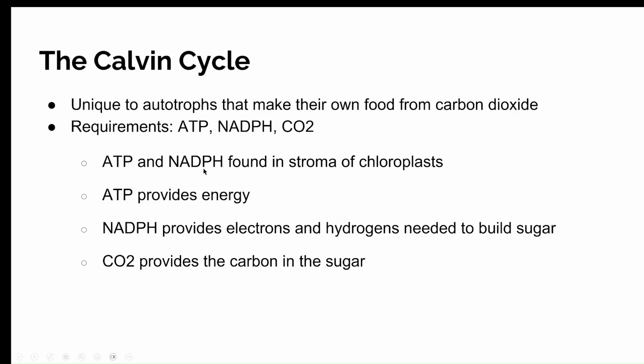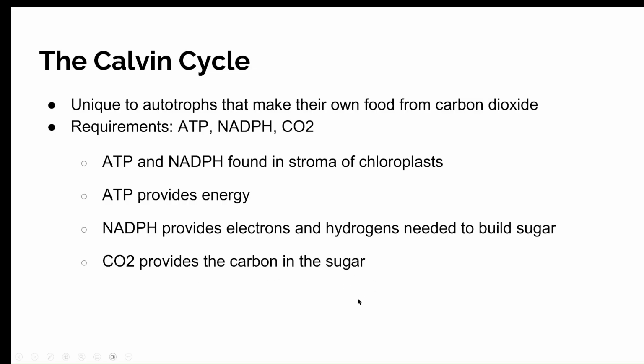NADPH was the final electron acceptor, and it's still holding on to that energy source. That electron still has energy, so we're going to be using NADPH kind of like a stored battery. And then ATP was created using ATP synthase when we pumped all those protons across. All right, NADPH will provide the electrons and hydrogens needed to build the sugar. ATP is going to be the direct energy, and the CO2 will actually be providing the carbon in the sugar.